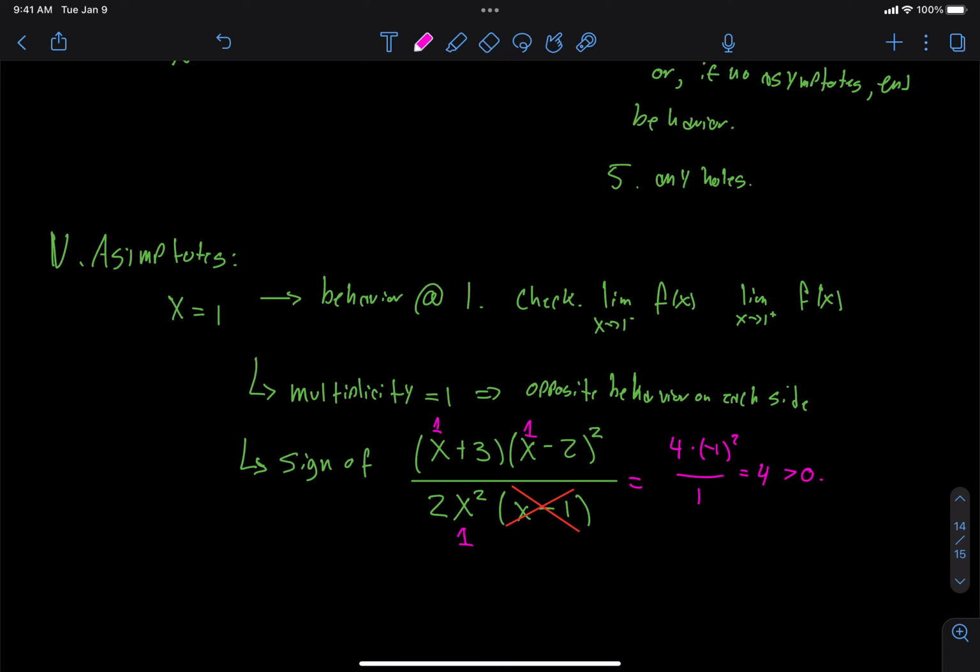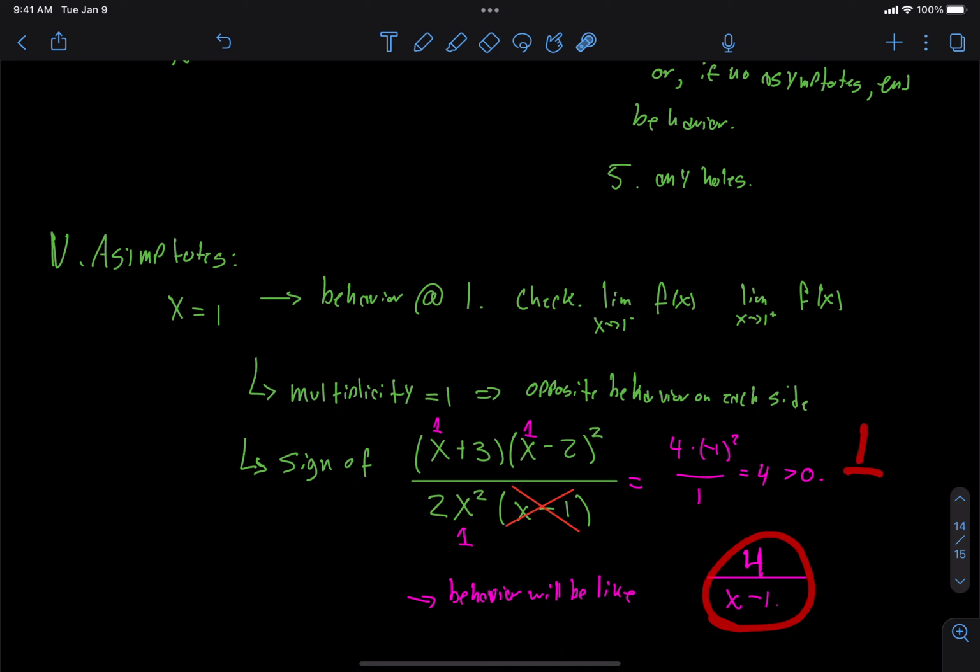Okay? This means I am going to have behavior which looks just like 1 over x. Because this behavior is going to be like 4 over x minus 1. And this is just a transformation of 1 over x. This is 1 over x shifted to the right 1 unit and vertically stretched by a factor of 4.